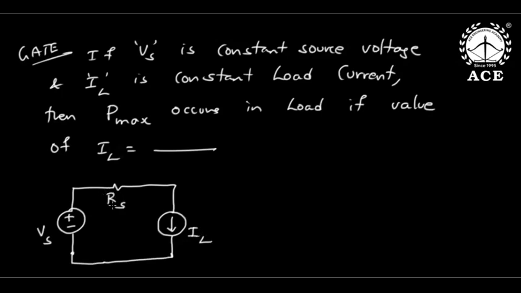Read the question and write the answer. Vs is constant source voltage and IL is constant load current, then Pmax occurs in the load if IL is dash.